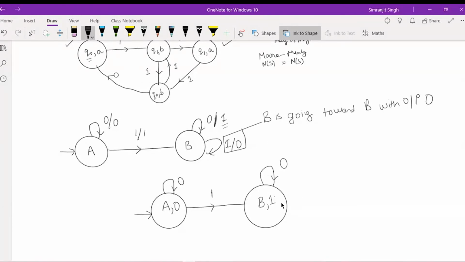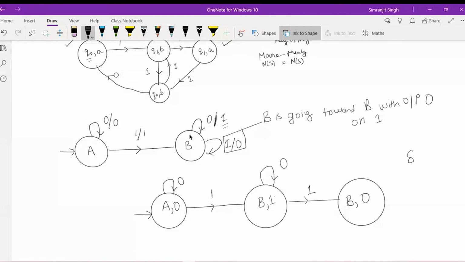Now this statement will be correct in this as well. So B is going towards B with the output of 0 on 1. Clearly you see, on 1 B is going towards B with the output of 0. Now you have to define the transition of 0 and 1 in this. To define the transition of 0 and 1, clearly go back to the initial state.